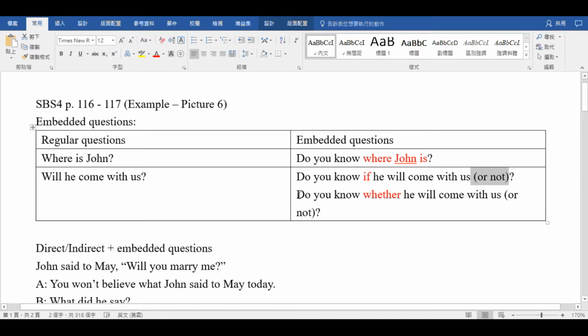Now, over here, do you know whether he will come with us or not? The functionality of these two words in these two sentences is exactly the same. So you can choose either one of them to use. So that's basically what embedded questions are. For more information about embedded questions, please go to the main website, the Portable Classroom.